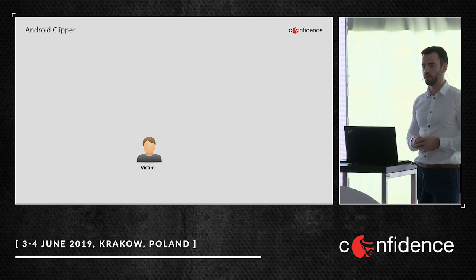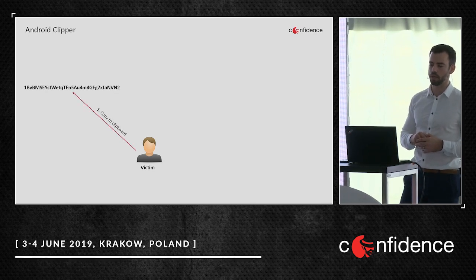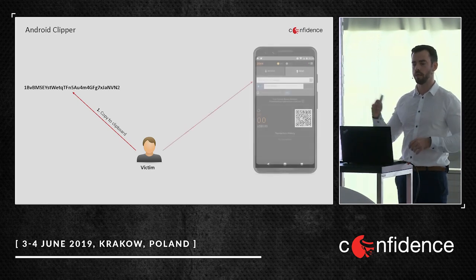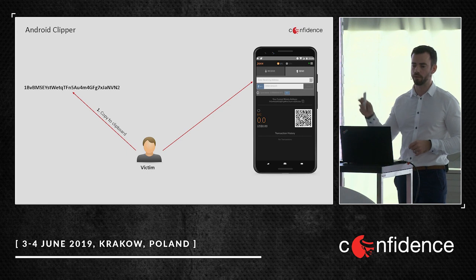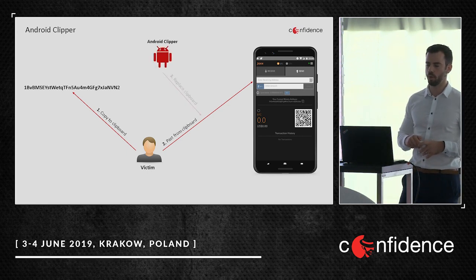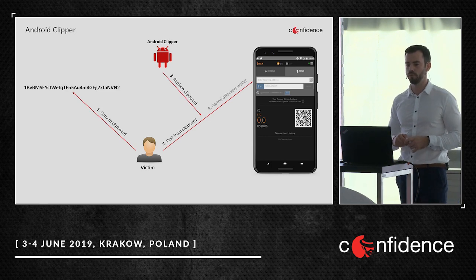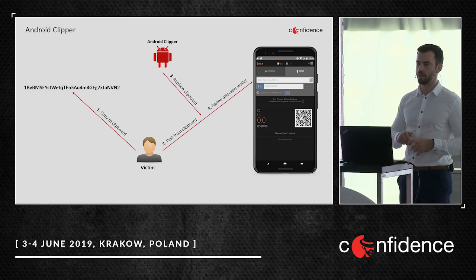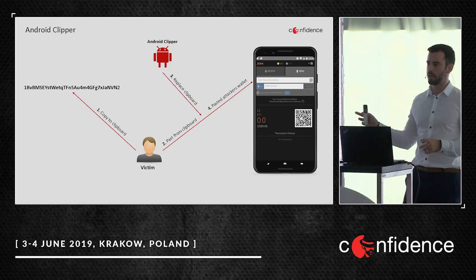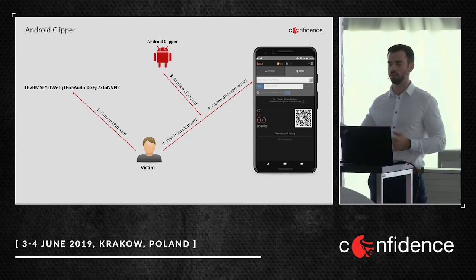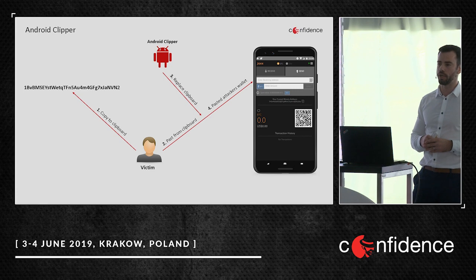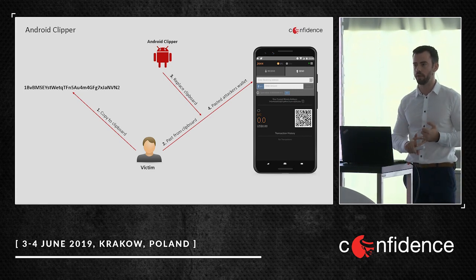Imagine the scenario: you want to send cryptocurrency to one of your friends or pay for services. You copy the address from the website and paste it into the recipient field of your wallet. Clipper will exchange the address for the address that belongs to the bad guy. If you don't realize that, if you don't double check the copied and pasted address, you send your currency to the bad guy. In this case, this Clipper could hijack only Bitcoin and Ethereum wallets.